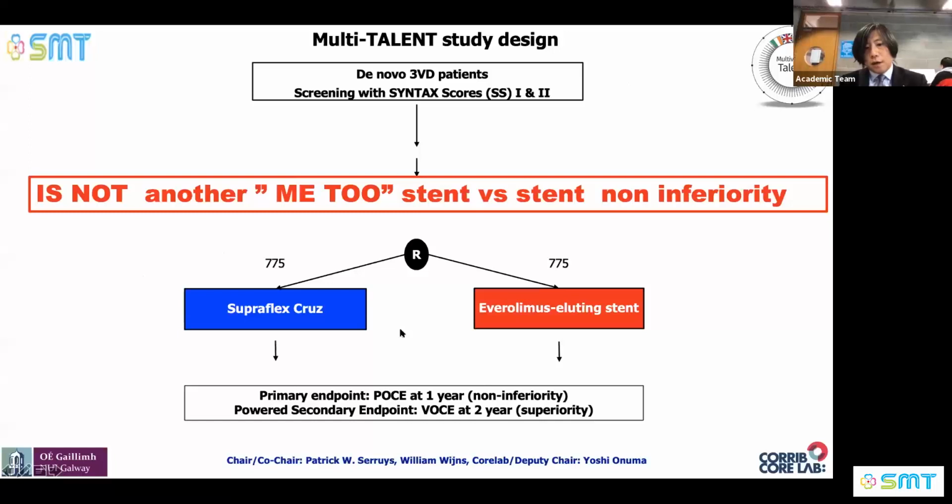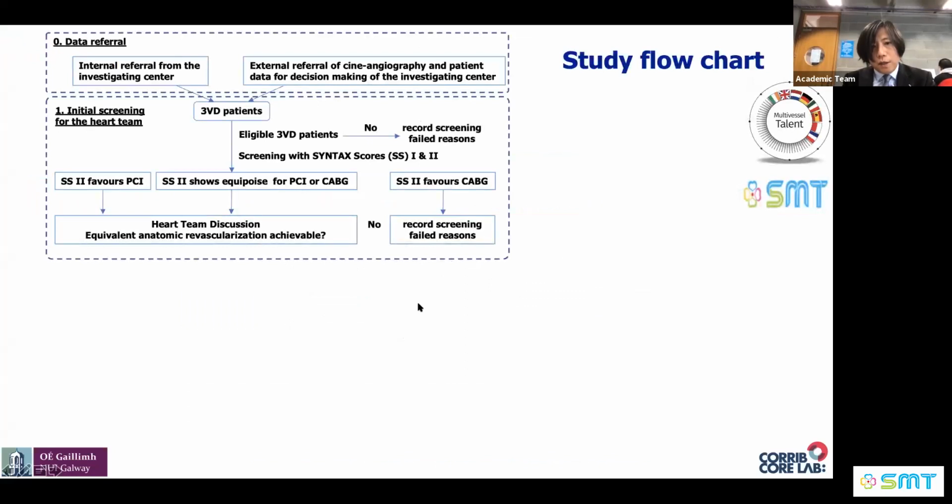So I would like to introduce this new trial, which is called Multi-Vessel TALENT. We will do this trial randomizing 2 contemporary stents, the Supraflex Cruz versus the everolimus-eluting stent, in this case Synergy, but it is not really another stent versus stent non-inferiority trial, because it will be incorporating state-of-the-art PCI in the 3-vessel disease population. The patient population will be selected based on the Syntax 2, and we are even considering incorporating the Syntax score 2020, which is based on the 10-year mortality analysis of the Syntax 1 trial.